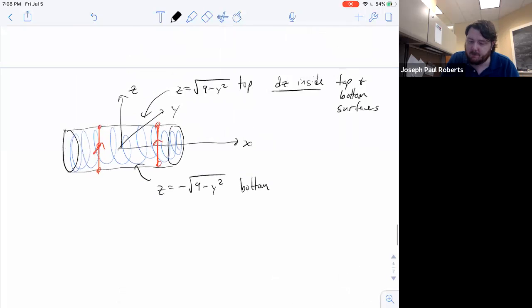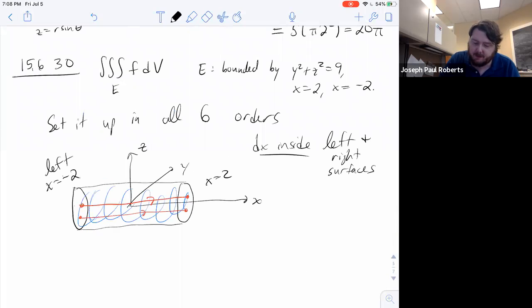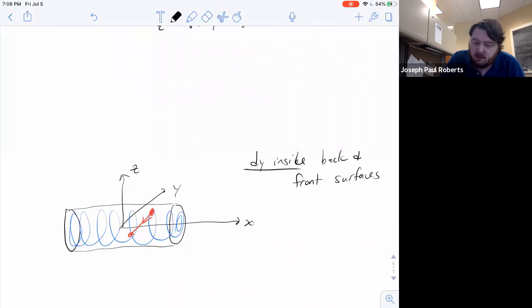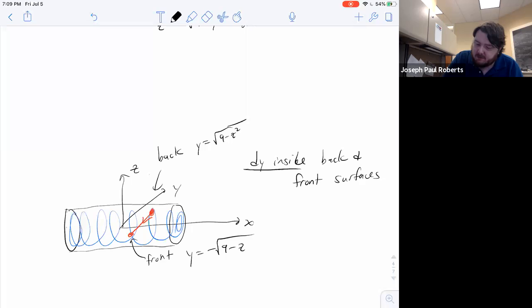This, of course, is the left. This is the right. And then the front and back is essentially what you would get for solving for y in terms of z on the cylinder. So the back surface would be, from this perspective, that's the positive y. That's when y is the square root of 9 minus z squared. And then the front is when y is minus the square root of 9 minus z squared.